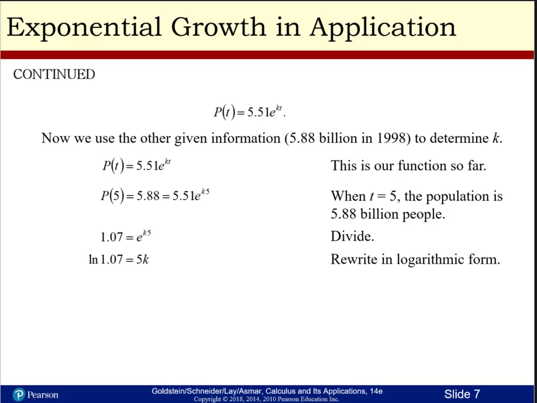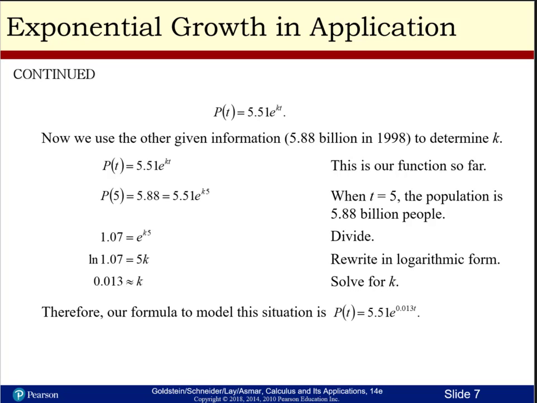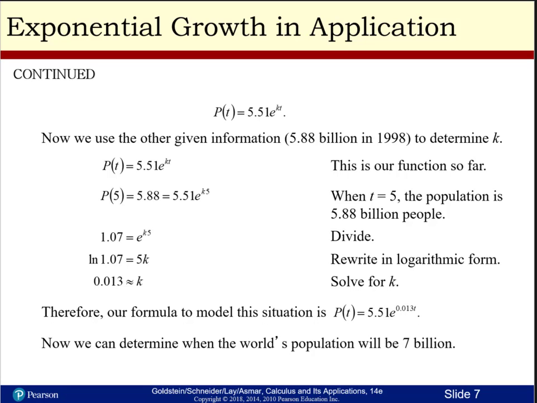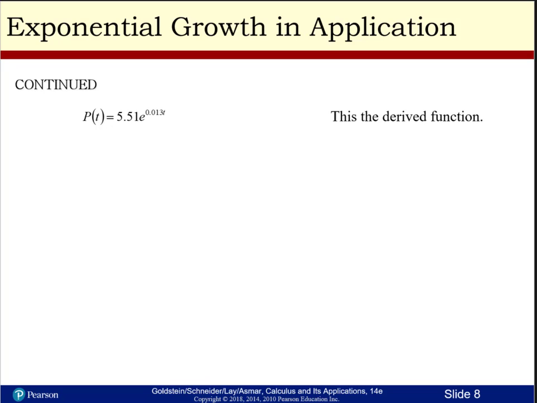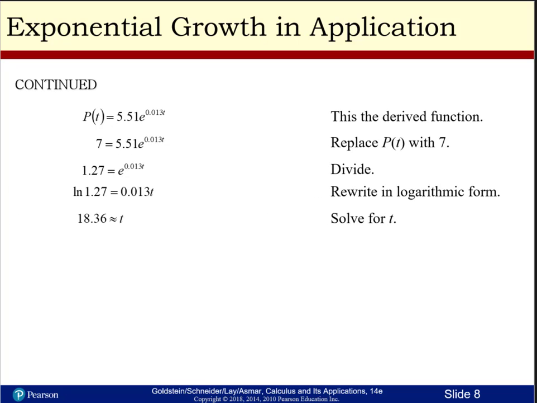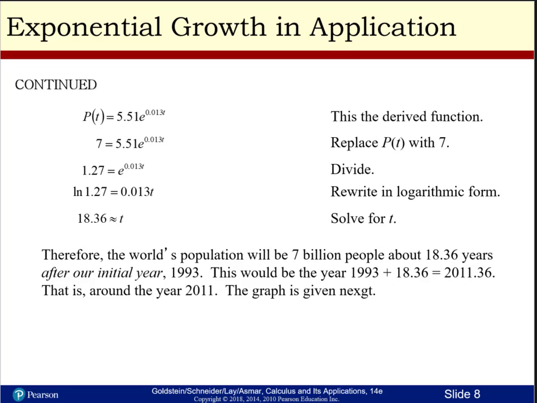Taking the natural log of both sides, we end up with k about equal to 0.013. All right, therefore our formula to model this situation is P of t equals 5.51 e to the 0.013t. Now we can determine when the world's population will be 7 billion. We have our derived function, and we replace P of t with 7, because that's what we want to know, and then we just solve that. Dividing both sides, taking the natural log, we get that t equals 18.36 years. Therefore, the world's population will be 7 billion in about 18.36 years after 1993.